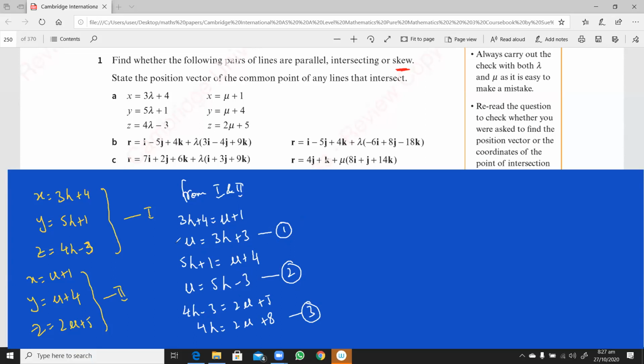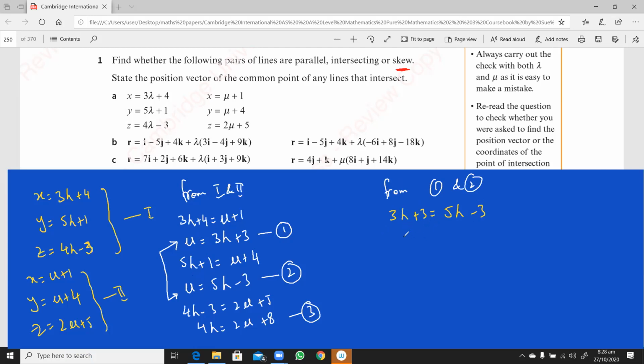So you see that since I had written them both with mu as the subject here, I can solve these two equations here. So I will be solving equation number 1 and 2 simultaneously, so that I can find the values of mu and lambda. Now I'm going to equate them because they are both equal to mu. So I have now 3 lambda plus 3 is equal to 5 lambda minus 3. Now, please keep an eye on my working.